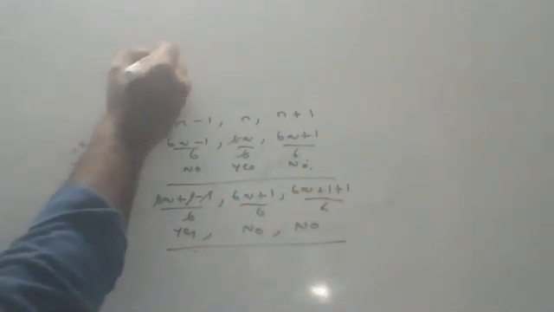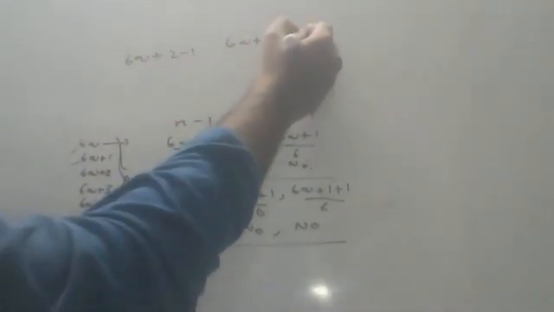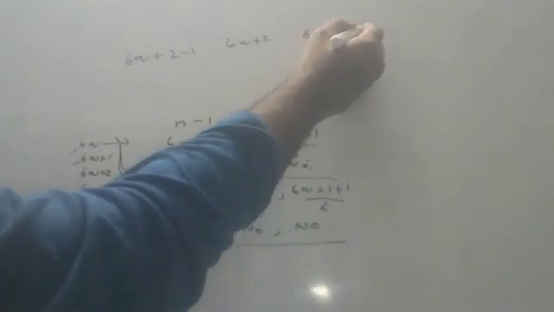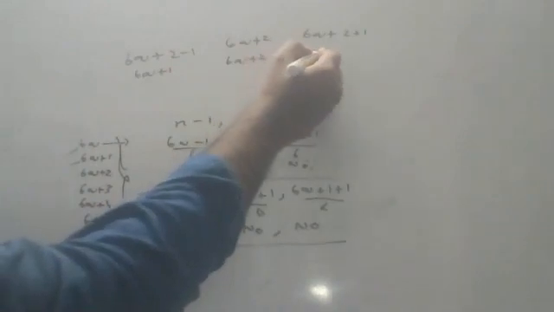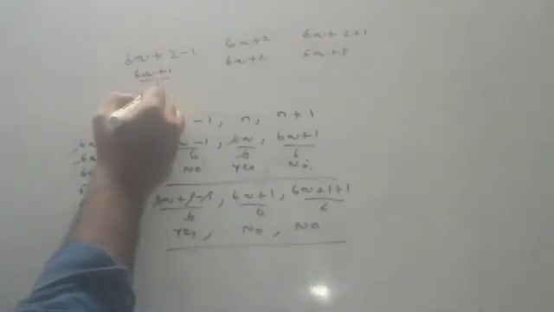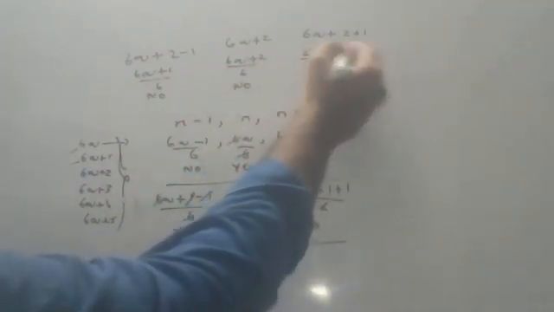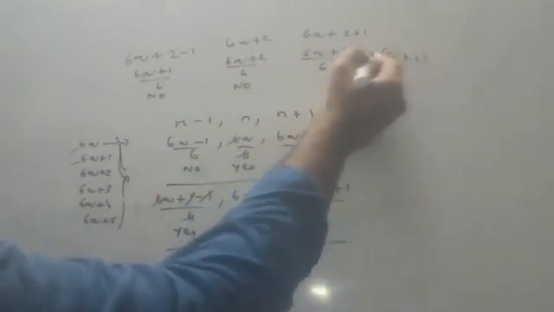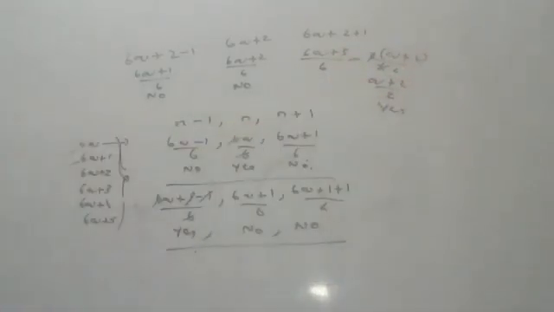One more I will show, children. 6q plus 2. 6q plus 2 minus 1, 6q plus 2, 6q plus 2 plus 1. This is 6q plus 1, this is 6q plus 2, this is 6q plus 3. Divisible by 6? No. By 6? No. By 6? Yes. How? Take 3 common, children: q plus 2 by 6, q plus 2 by 2. Yes, it is divisible. Any one number is compulsorily divisible. Like this, you have to show that with any one number it is divisible.